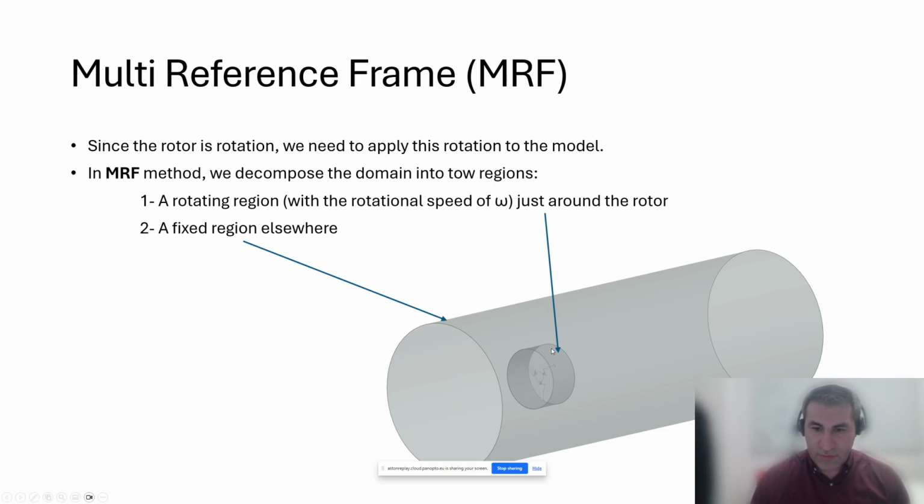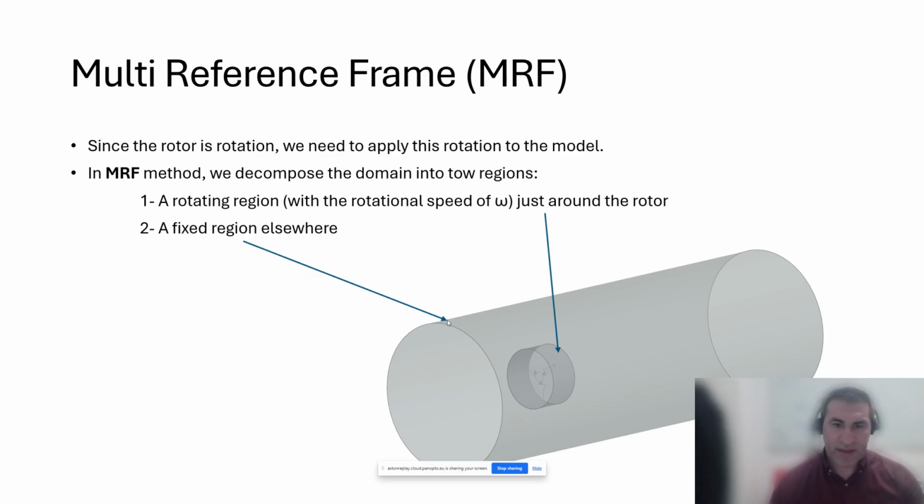That's the rotor, that's the region next to the rotor. We have another region which is going to be a fixed region elsewhere. That's why we have multi-reference frame. So one reference frame is fixed, which is for the region around, the outer region. And the other region which is rotating is the inner cylinder, which is around the rotor.